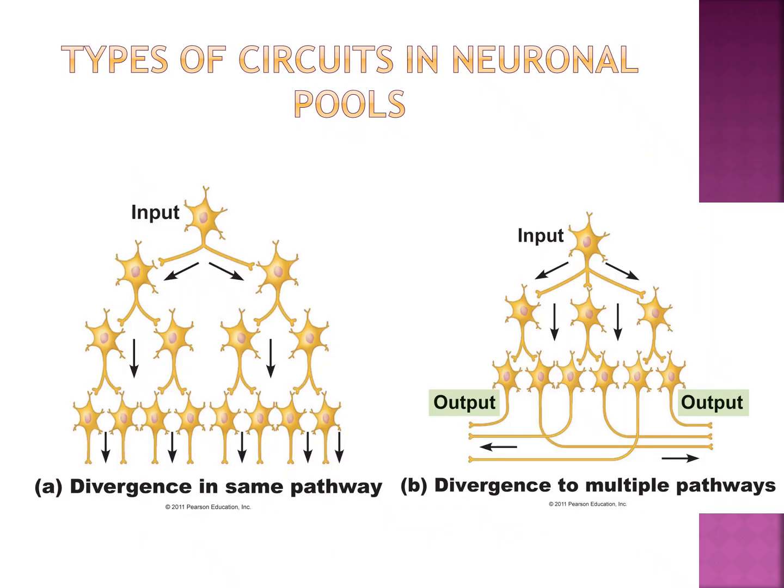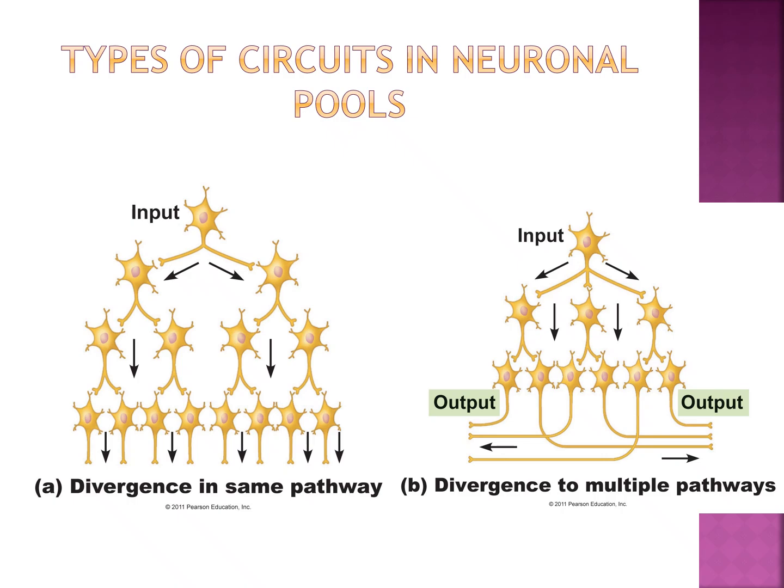There are 4 basic patterns of neuronal circuits. These are diverging circuits, converging circuits, reverberating or oscillating circuits, and parallel after-discharge circuits. The above diagram shows an example of 2 of these circuits. A circuit, by the way, is the pattern of synaptic connections in a neuronal pool. Circuits determine the functional capability of the pool.